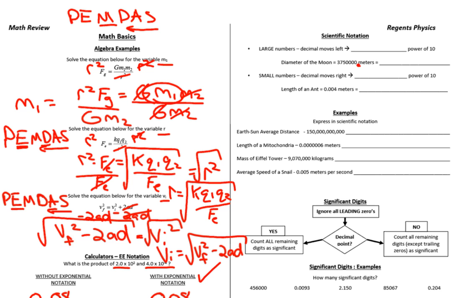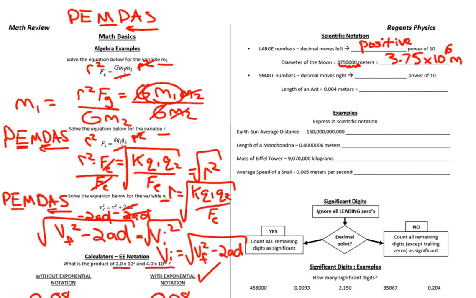So if I wanted to make this in scientific notation, I move it all the way over, after the 7, but before the 3. So I write 3.75, and I counted 6 places that I moved it over. And since I'm moving to the left, it becomes a positive power of 10. So that's 3.75 times 10 to the 6th meters, since I counted 6 spots.